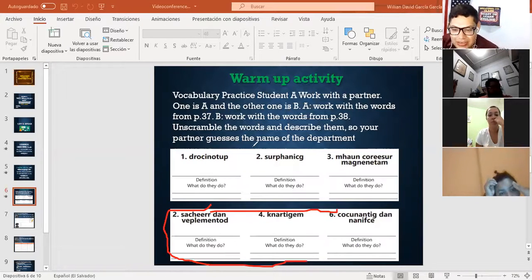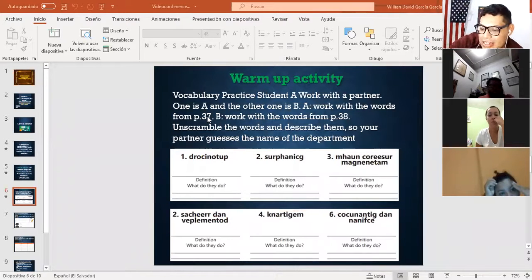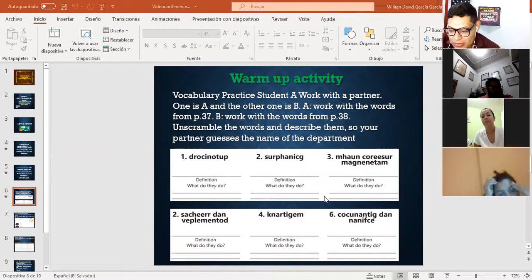Usted va a escribir. As the word says, you're going to scramble the words and describe them so your partner guesses the name of the department. Dice que todas estas palabras que están aquí desordenadas representan el nombre de un departamento. Ustedes recordaron los departamentos que vimos, Human Resources, que hablábamos de las personas encargadas de las contabilidades de la empresa.